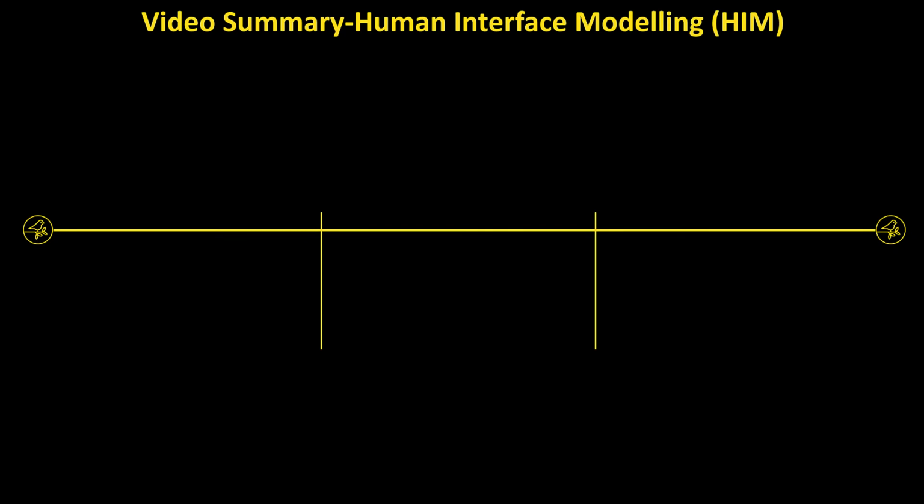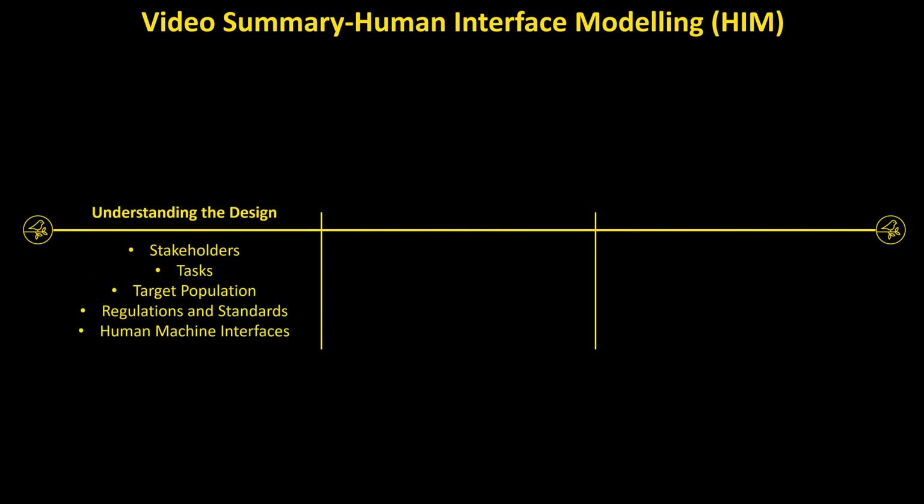So we've had another busy video covering a lot of content, so let's end on a summary of what we have covered in this video, looking at human interface modelling, also known as HIM. At the start of the video we looked at understanding the design, which covered who you're designing for and what tasks will they be performing relevant to the design, and are there any relevant regulations and standards to the design which we need to look at. And we ended this section by looking at human-machine interfaces, what they are and how to identify them in a design.